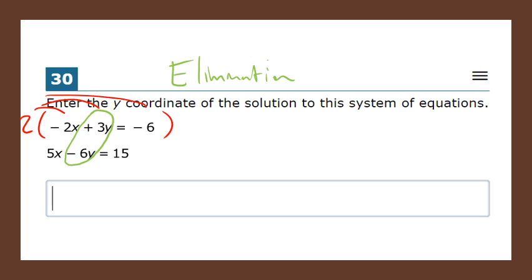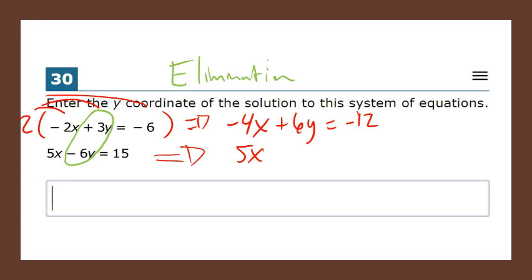Once I multiply this top equation, I get a brand new result, and the result would be -4x. So again, I'm multiplying that 2 up front, plus 6y is equal to, and then that 2 times -6 gives me -12. Now once I bring my second equation back down, you'll see that the work that I did in changing that equation allows me to eliminate one of my variables. So in this case, I can eliminate the y's now.